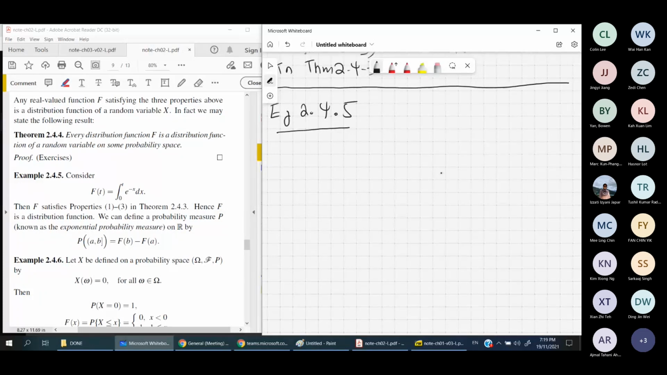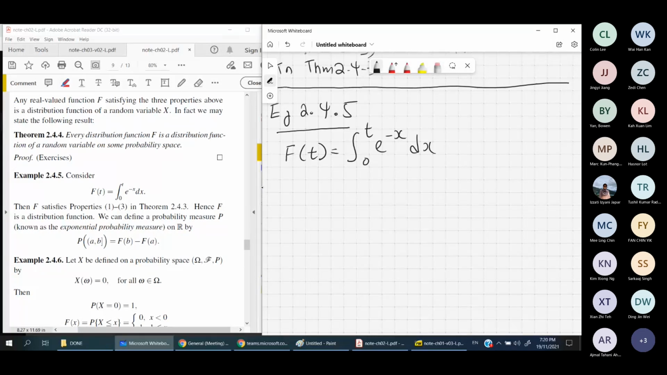Okay, so if you consider F(t) equals to this. Of course, since we didn't mention the probability, that means we always take this as... what do you call it? Okay, so this one. I think from here you can check carefully and easily. So first of all, it always fulfills the three properties.